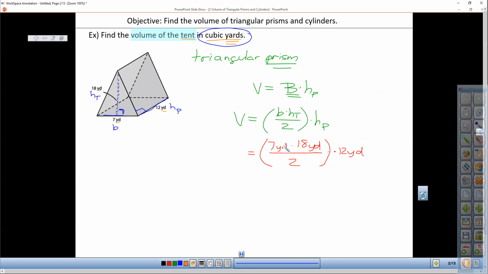So notice that this is 7 times 18. That makes 18 a factor. And so we can actually divide or reduce the 18 and the 2 that's in the denominator. And that would give us then just 7 times 9. And 7 times 9 is 63. So what I now have is 63, and yards times yards would be square yards times the 12 yards. And then, of course, I can use a calculator here if I want to, or I can multiply that out.